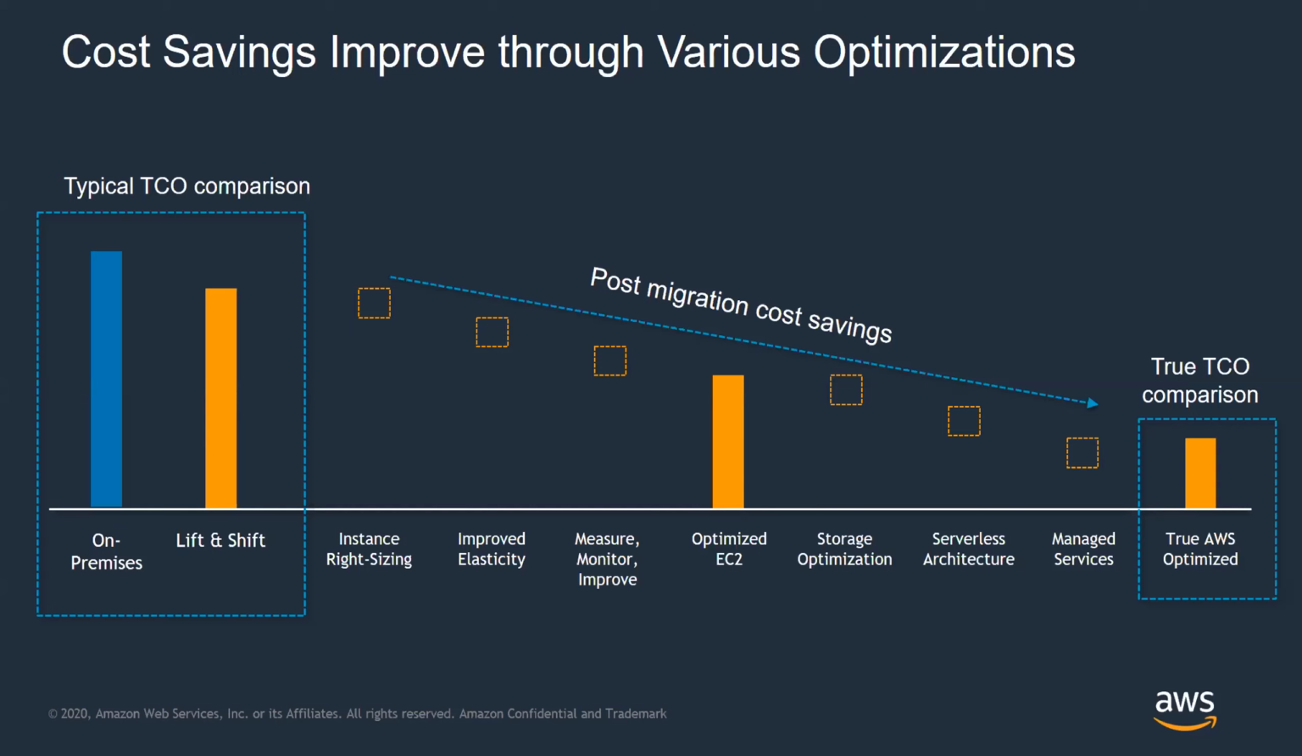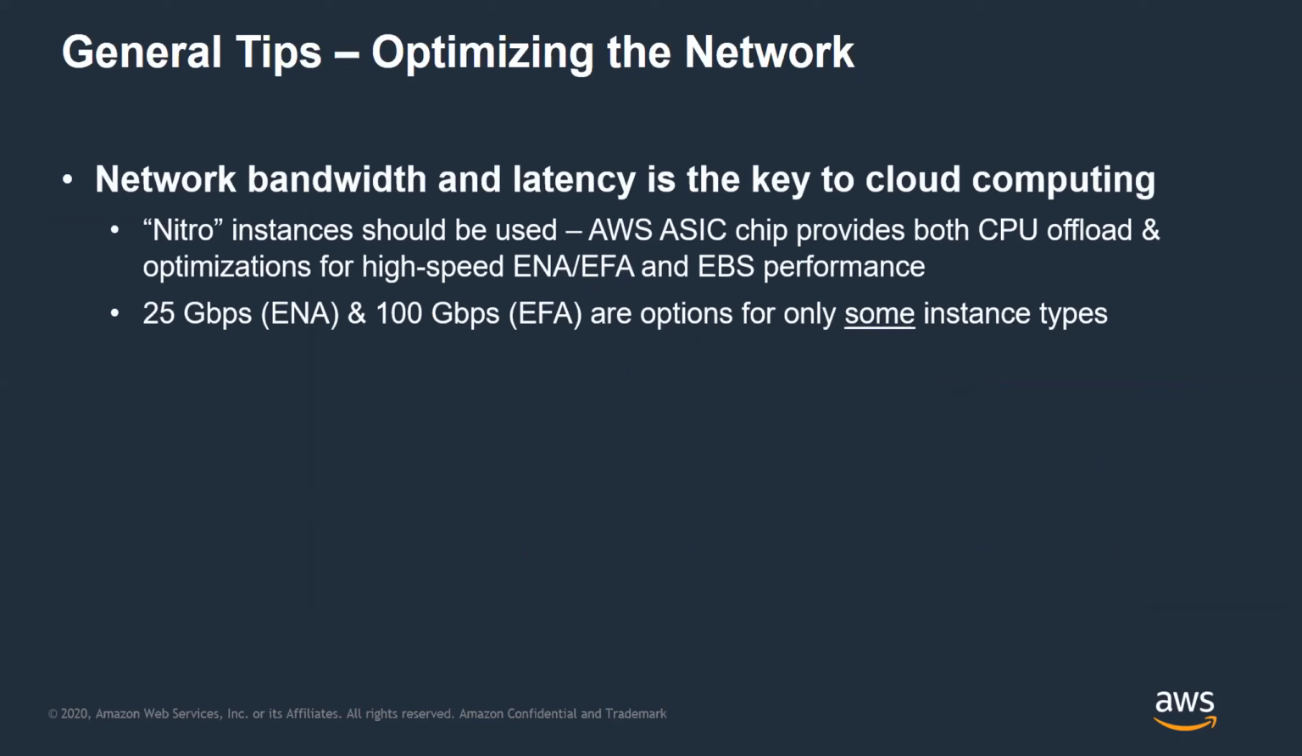Networking, storage. Maybe over time you start thinking about actually refactoring things and integrating with other services, and that starts to really drop the cost equations of cloud. So some general tips on the network, right? First of all, network bandwidth is the key. You know, latency is the key, right?